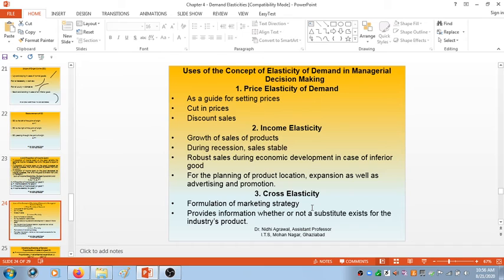It provides information whether or not a substitute exists for the industry's product. If no substitute exists for the industry's product, then the manufacturer, or you can say the firm, can increase the price of the product. If more and more substitutes are available, then to set a higher price will be riskier for the firm, because in that case, due to substitute availability, the customer can shift.